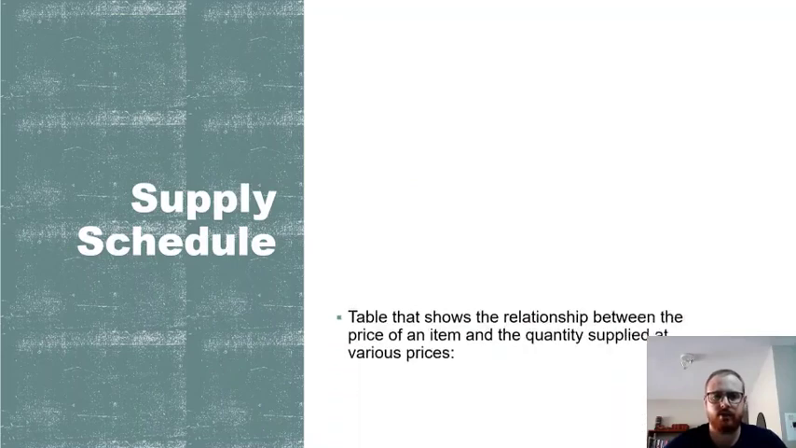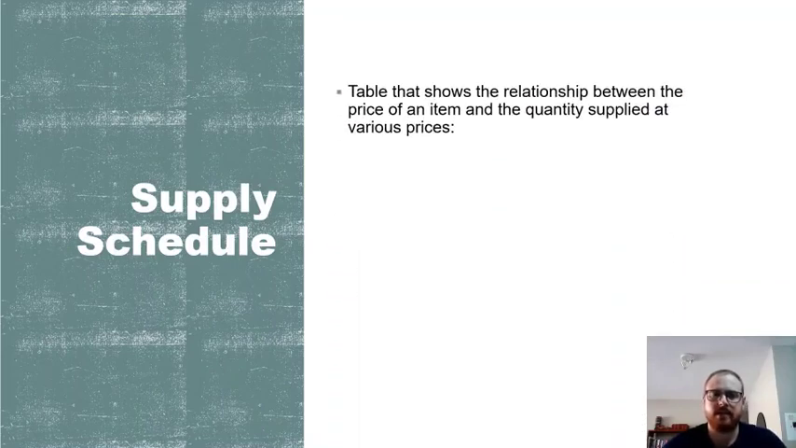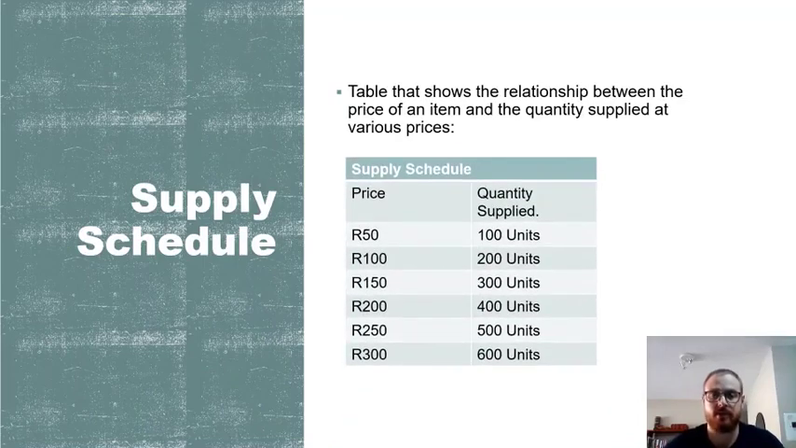Right, the supply schedule. So it's exactly the same as with a demand schedule. It's the information in table form. Let's look at an example. You can see that when the price is 50 Rand, the quantity supplied will be 100 units in this example. But let's say the price goes up to 200 Rand per unit, you will see that the quantity supplied will also go up to 400 units. Do you notice that if price goes up, quantity will go up as well? And if price goes down, quantity will go down.